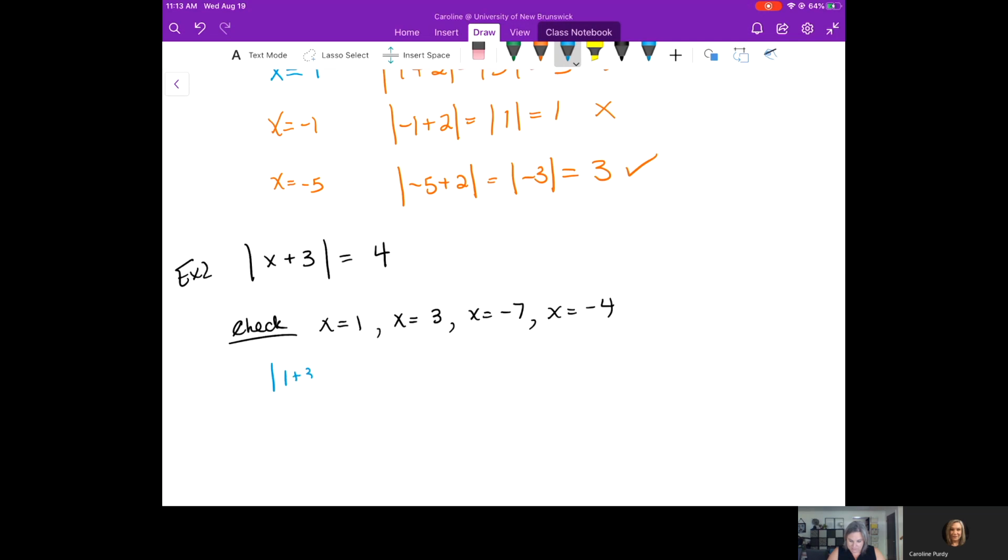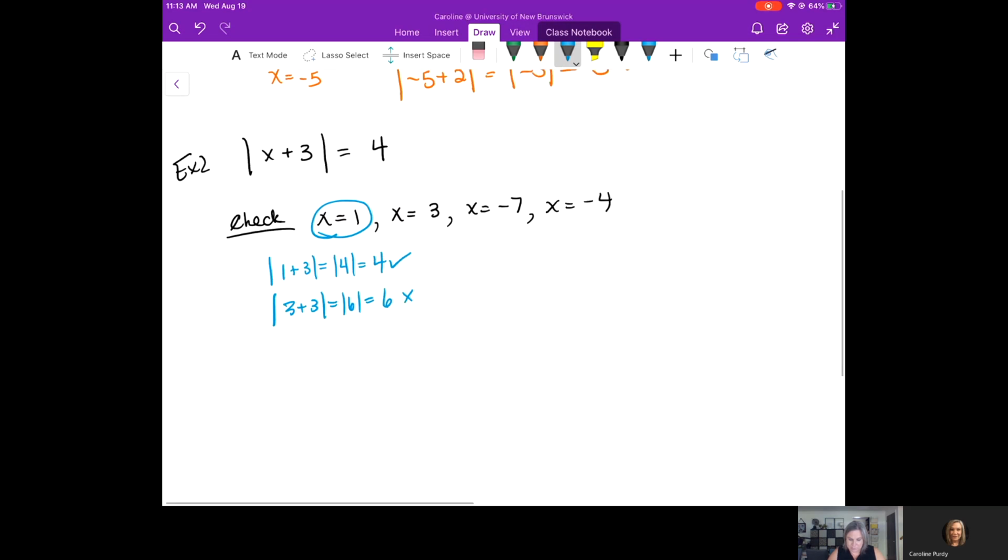So 1 plus 3, the absolute value of 1 plus 3 is 4. The absolute value of 4 is 4, so this one works. If I plug in 3, 3 plus 3, well, that's 6. The absolute value of 6 is 6, so that is not true. If I plug in -7, I get -4, and the absolute value of -4 is 4, so that one works, and the last one won't work. -4 plus 3, the absolute value of -1 is 1.